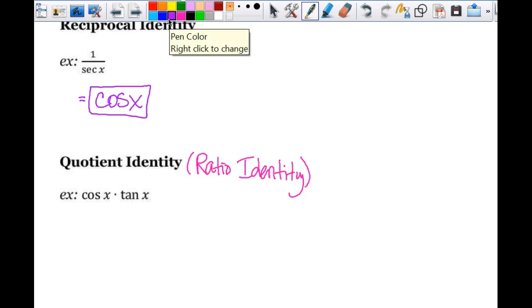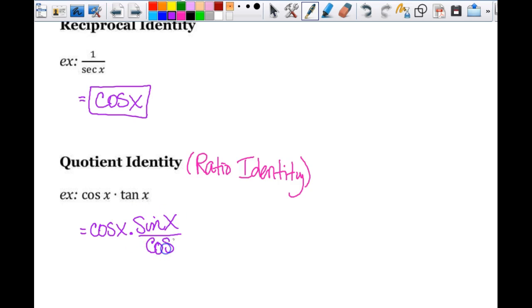So we have cosine x times the tangent of x. Well, tangent is one of the ratio identities, so this becomes cosine of x times what? What is this as a ratio? Sine x over cosine x. And this is really the same strategy as the first one for the most part. But then those cancel out, so your answer is sine x. Everybody okay with that? Any questions? All right.